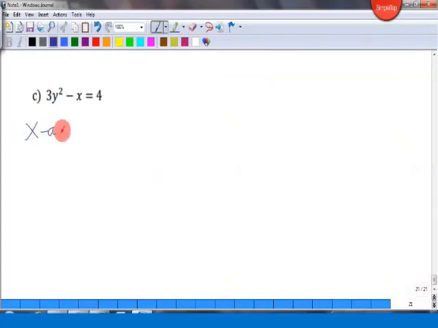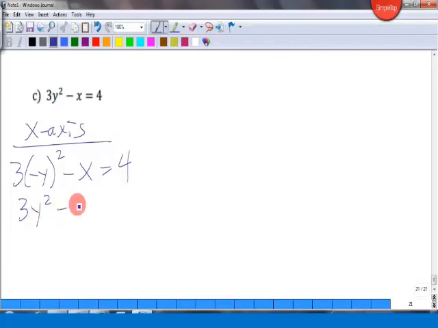X-axis symmetry. Substitute negative y for y. 3 times negative y quantity squared minus x equals 4. What is the square of negative y? Y squared. So this is going to be 3y squared minus x equals 4. Is this identical to the original? Yes, it is. So right off the bat, we get a yes for x-axis symmetry. How about y-axis?